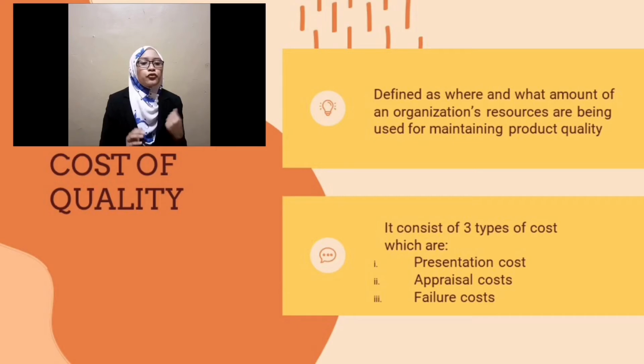Next is cost of quality. What is cost of quality? Cost of quality is defined as where and what amount of the organization's resources are being used to maintain the product quality. So basically, it's the cost that occurs to maintain the product quality. There are 3 types of cost, which are prevention cost, appraisal cost, and failure cost.